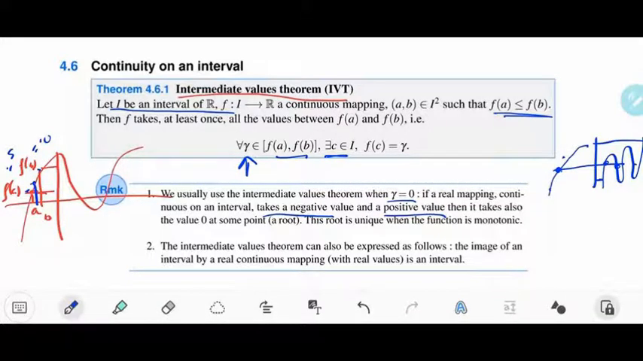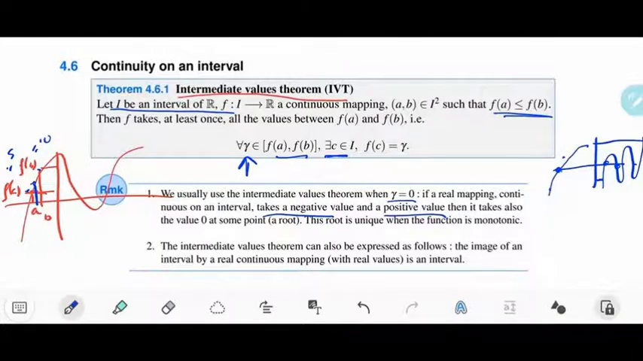We can prove also using the intermediate values theorem that the image of an interval by a real continuous mapping is an interval. So if you take 2 points A and B and you take the image of the segment AB, so the image of all the points between A and B, you will have an interval as the image set.